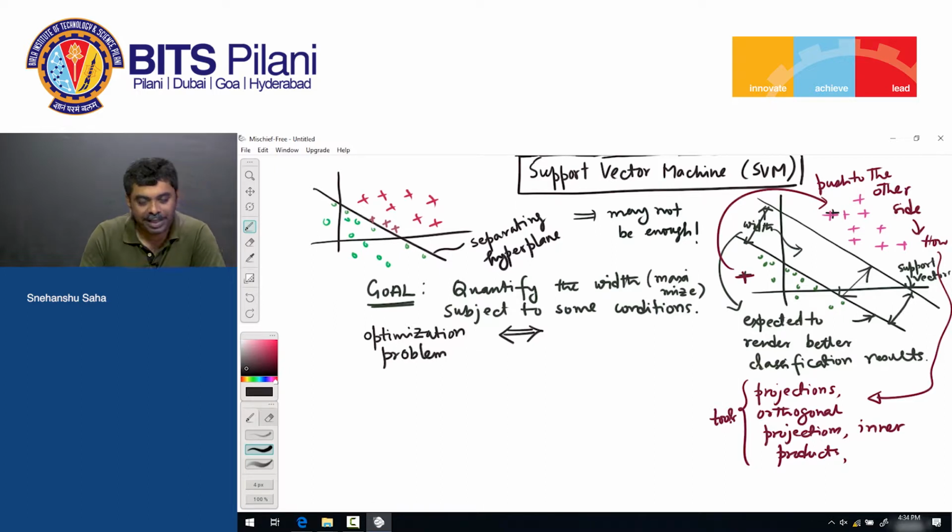Most of the classification problems that we see, including neural networks, actually boil down to an optimization problem. Optimization is at the heart of machine learning. So this is an optimization problem, and the question is whether this is a convex optimization problem or not.